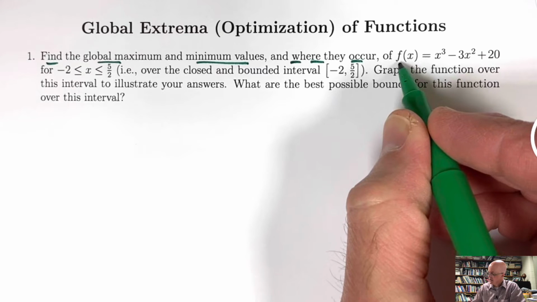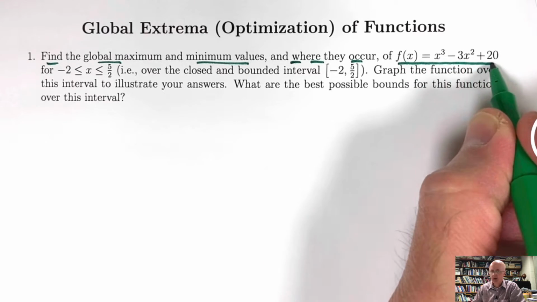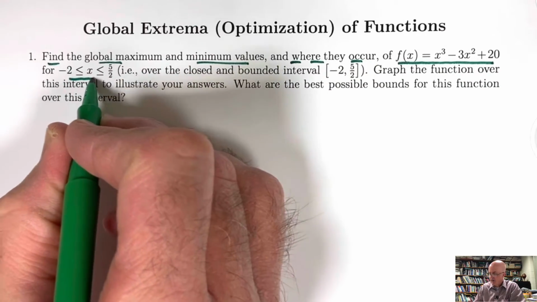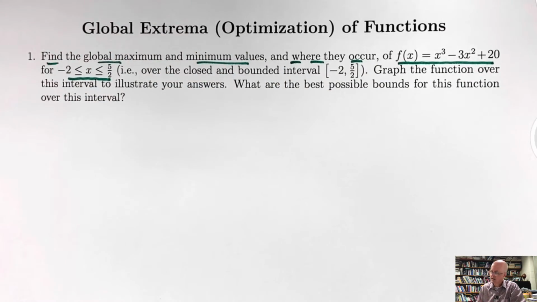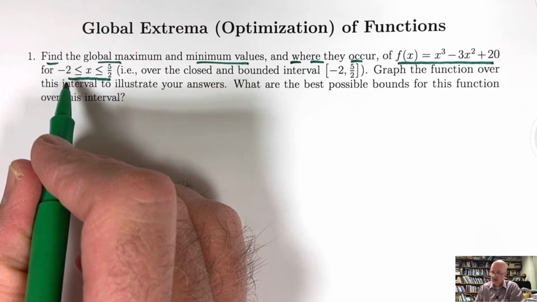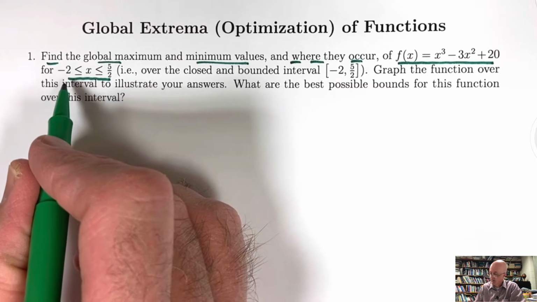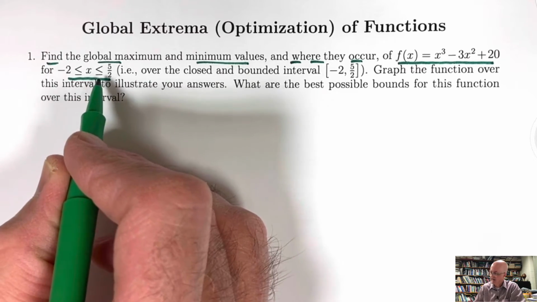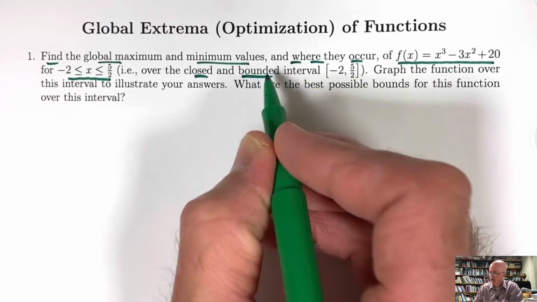In this case, the function is f of x equals x cubed minus 3x squared plus 20, a cubic. The interval that we are optimizing this function over, the domain that we're considering, is this particular domain. I just happen to pick it because it works out nice for the example. X goes between -2 and 5/2, including the endpoints. That's called a closed and bounded interval.